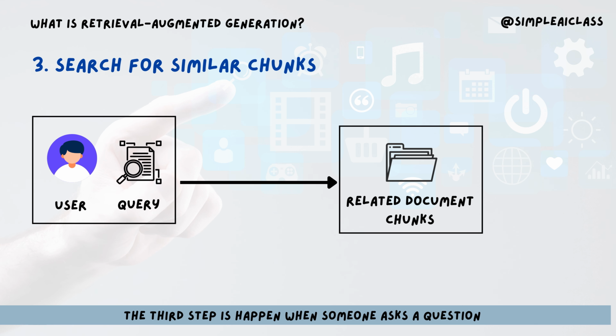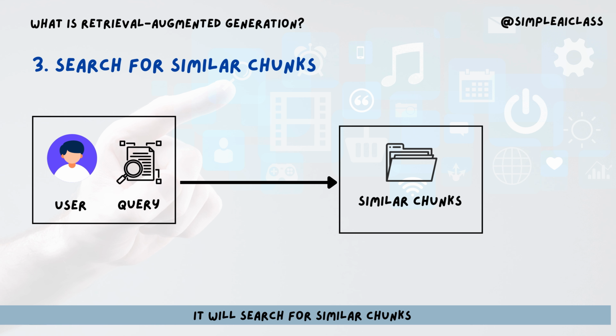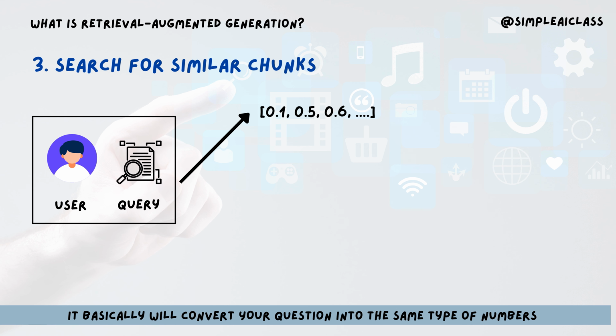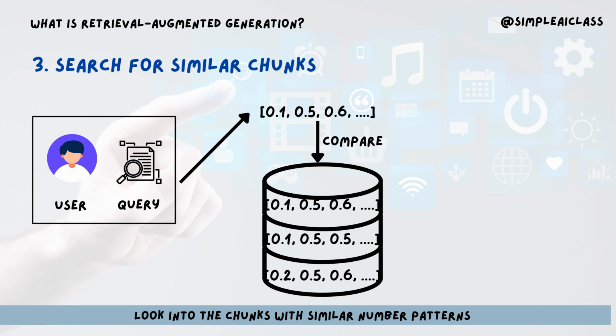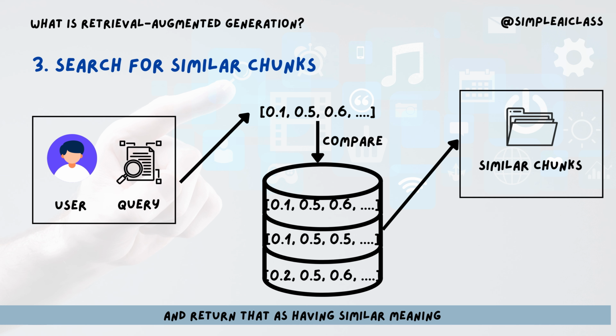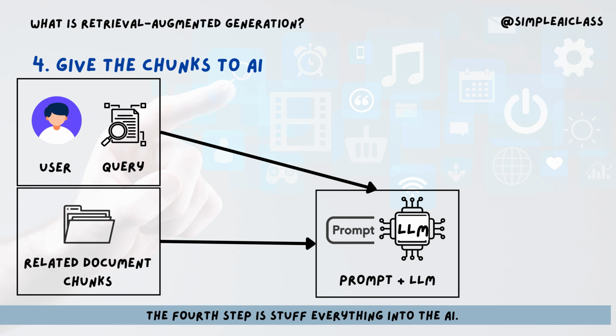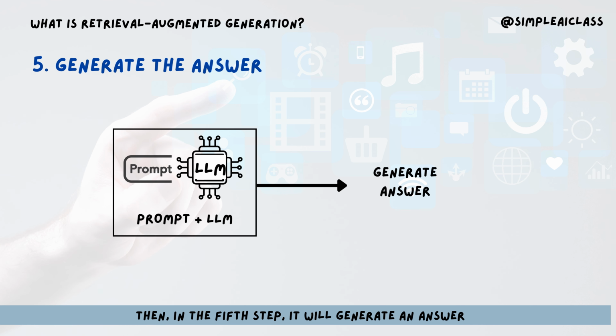The third step happens when someone asks a question. It will search for similar chunks. It will basically convert your question into the same type of numbers, look for chunks with a similar number pattern, and return those as having a similar meaning. The fourth step is stuffing everything into the AI. It will take the question plus all relevant chunks and feed them into the generative AI. Then, in the fifth step, it will generate an answer. The AI will read everything and give you a response.